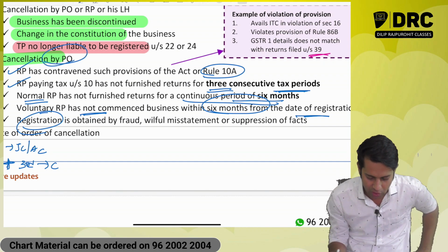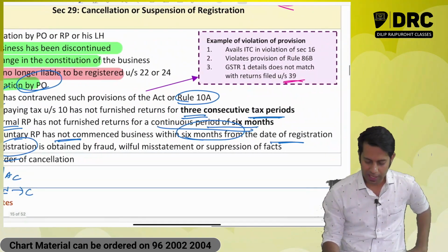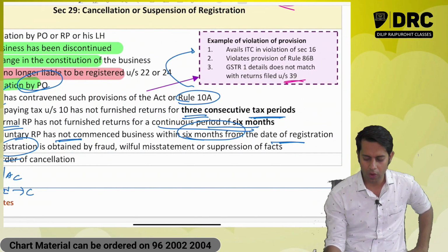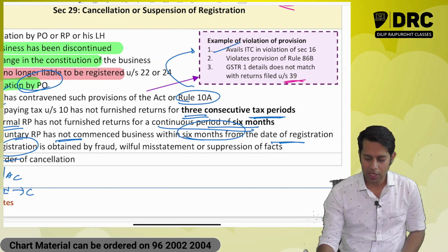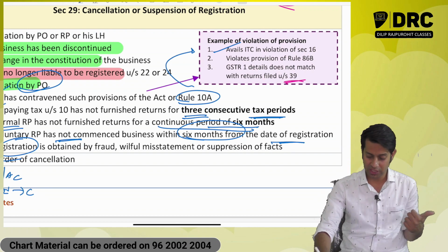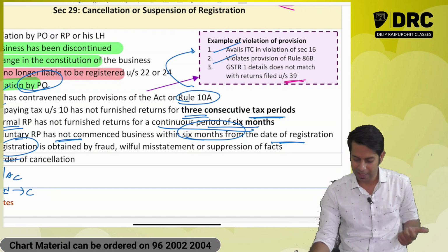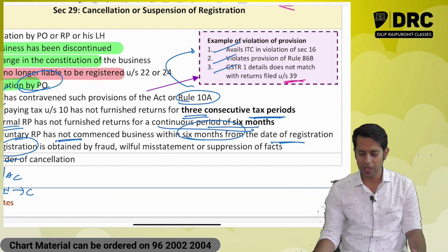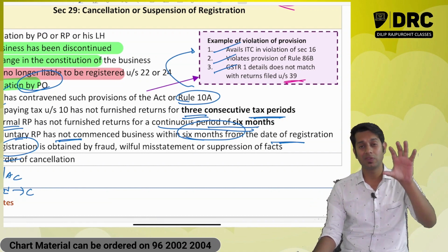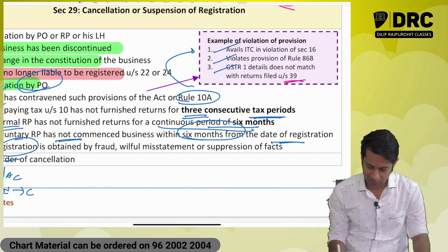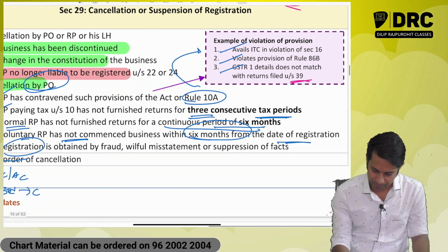In these cases, who can cancel your registration? Only the proper officer can cancel the registration. Sir, what are the examples for violation of provision of law? Say you are taking input tax credit in violation of section 16, or you are violating rule number 86B, or the details of your GSTR 1 are not matching with the details of GSTR 3B.